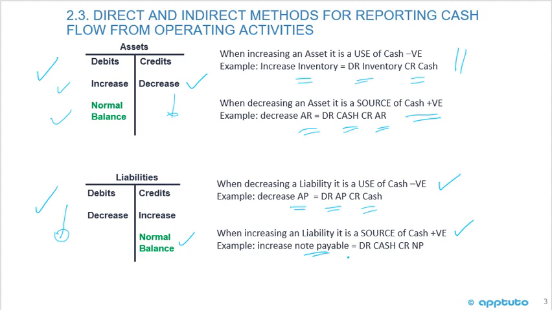An example is a note payable. I buy some equipment but I don't pay for it right away, or I've issued some type of note. In this case, debit cash, credit the note payable. My note payable went up, my cash went up, so it's a positive. And that's the last slide for this LOS.